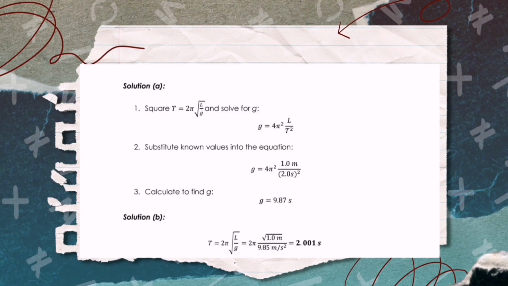In the solution for finding the new period T, just use the same formula. T equals 2 pi times the square root of L over g. So just substitute the given values. T equals 2 pi times the square root of 1.0 over 9.85.